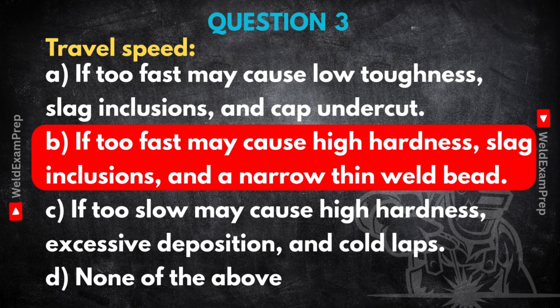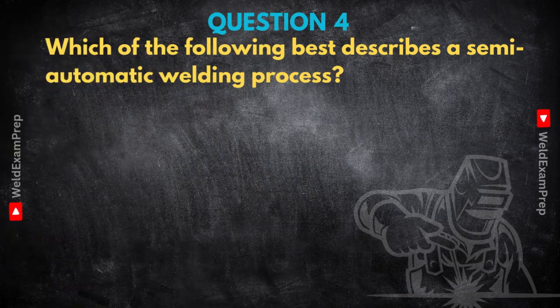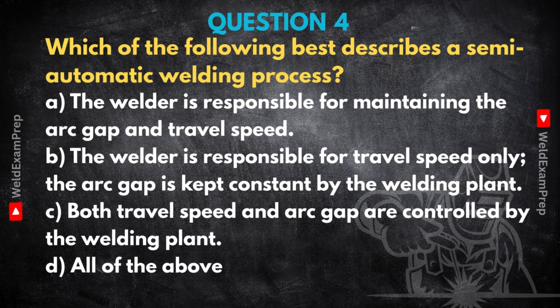We often hear manual, semi-automatic, automatic. Let's clarify one of those. Which of the following best describes a semi-automatic welding process? A, the welder is responsible for maintaining the arc gap and travel speed. B, the welder is responsible for travel speed only. Arc gap is kept constant by the welding plant. C, both travel speed and arc gap are controlled by the welding plant. D, all of the above.